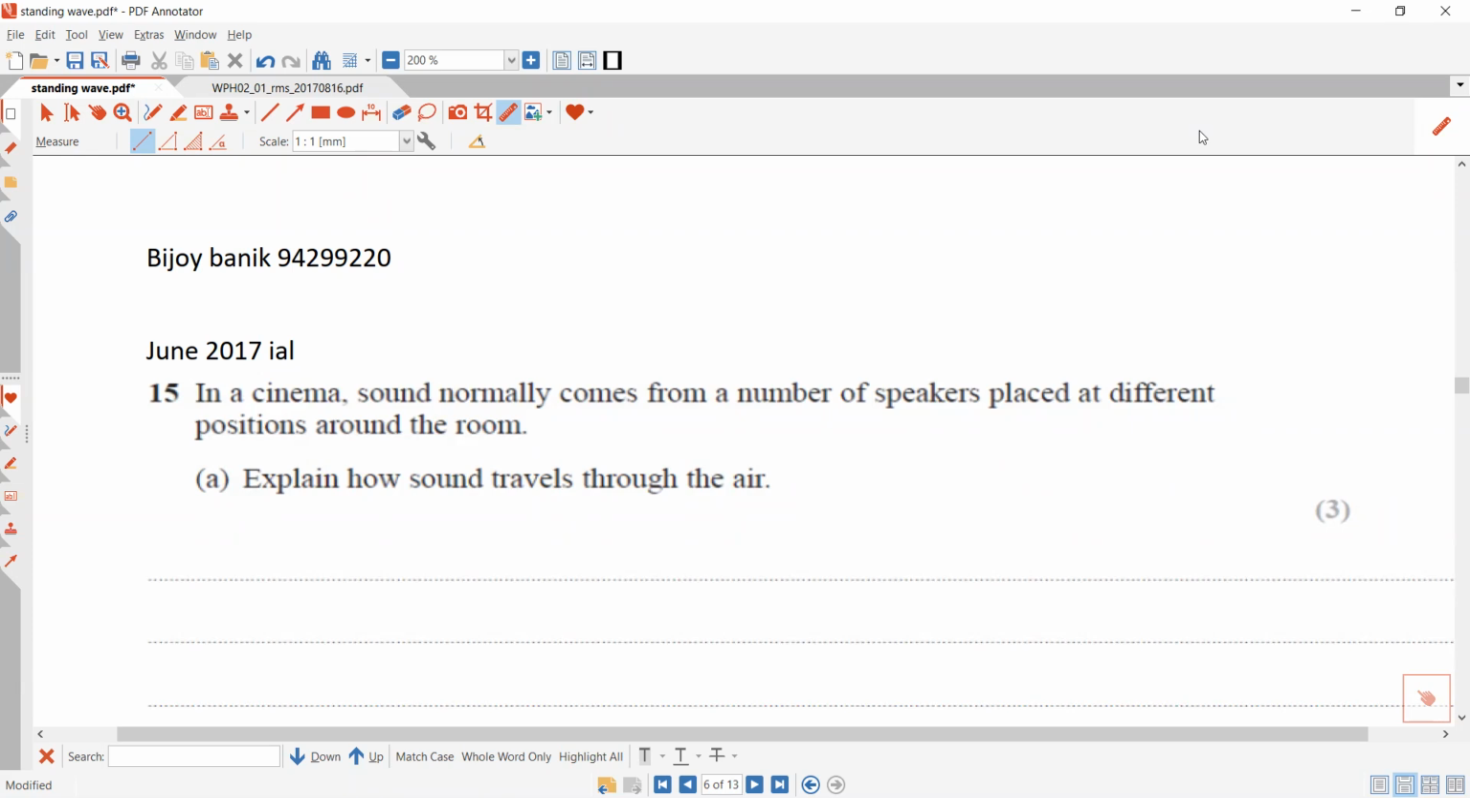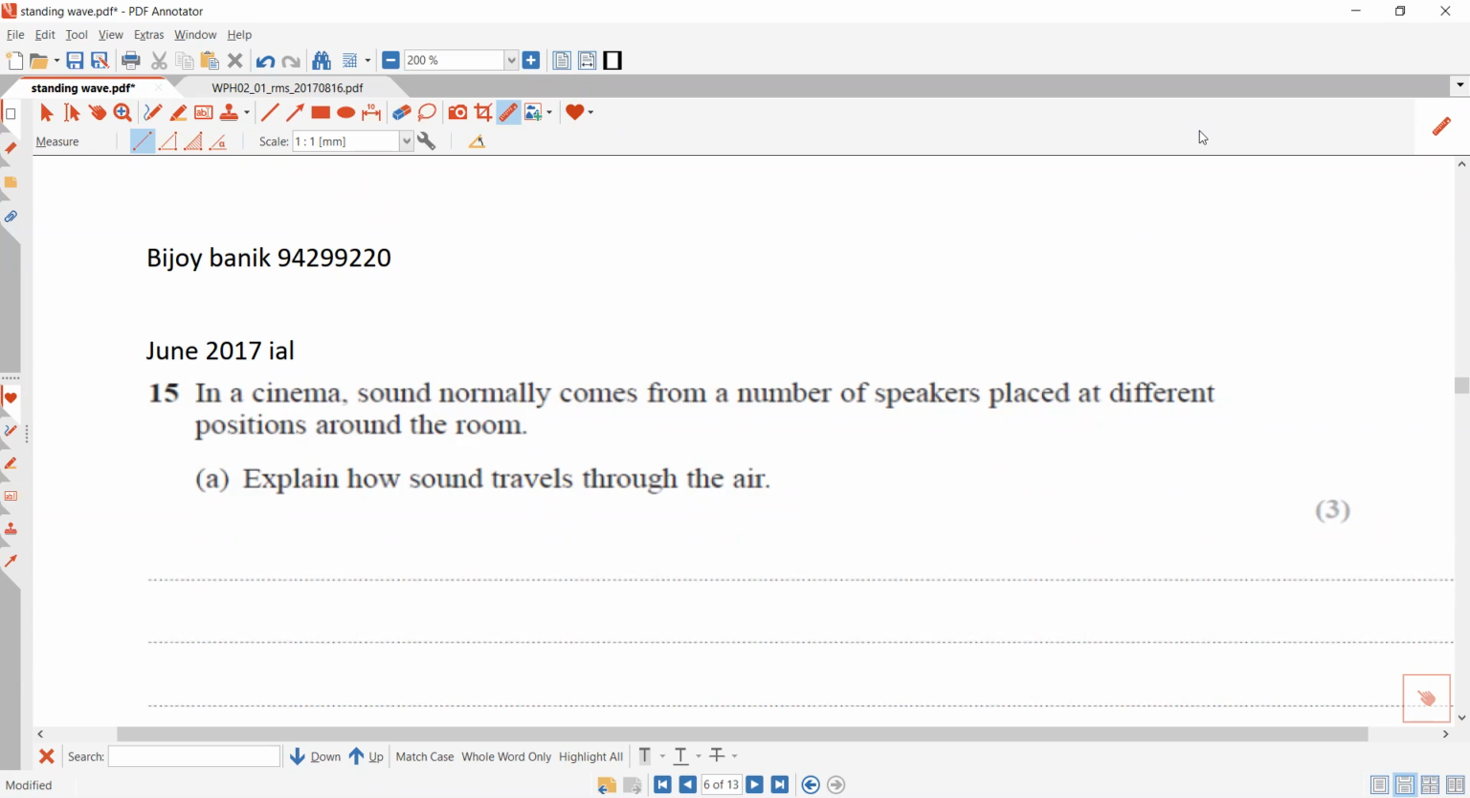Okay. So now explain, they said in cinema, sounds normally come from a number of speakers. In the cinema, you have different speakers, okay, placed at different positions around the room. Explain how the sound waves travel through the air.